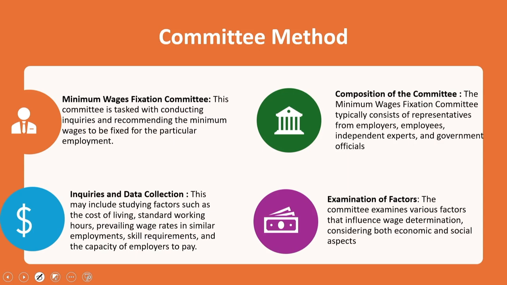And as you have already seen, when you look into the composition of the committee, there are certain independent people. Now, who are these independent people? The minimum wages fixation committee typically consists of representatives of all the stakeholders: employers, employees, independent experts, government officials, everybody. So the committee may include people with expertise in relevant fields, let us say somebody from labor economics, somebody from industrial relations, or specific industries covered by the scheduled employment. So these are certainly what is related to the composition of the committee.